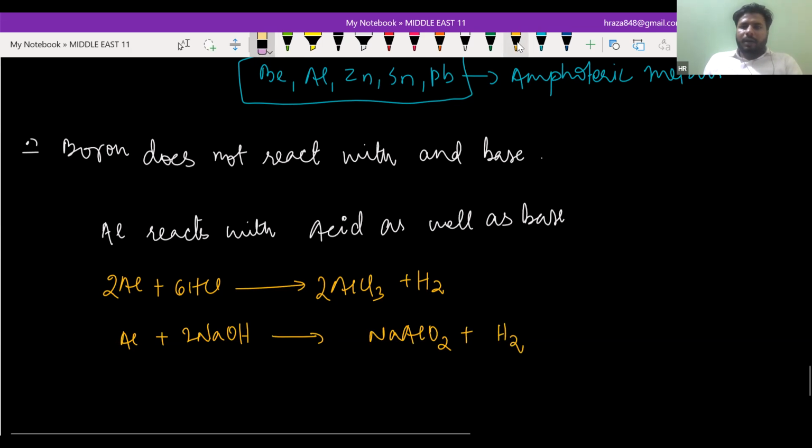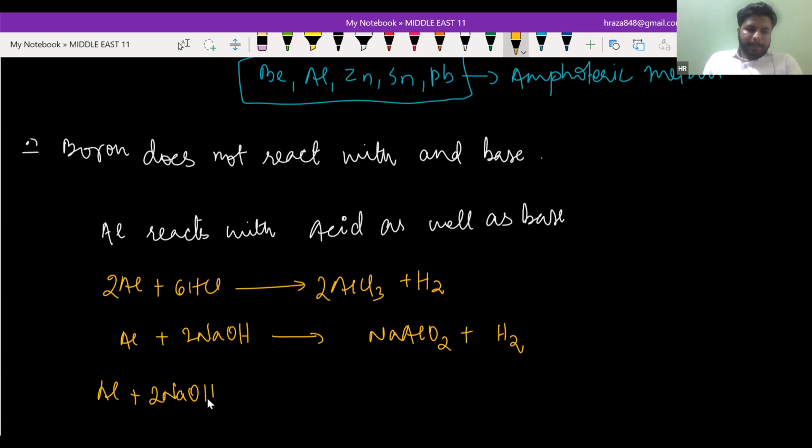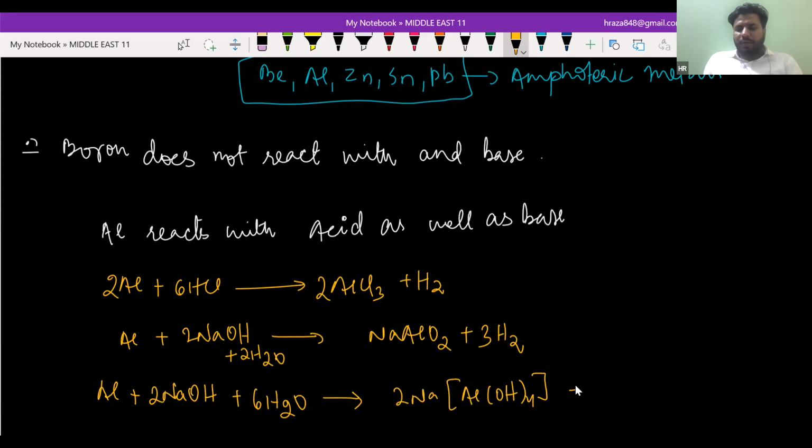Okay, and if you are going to add aluminum in the presence of 6H2O, just see, you are going to add here 2H2O also, so it will give 3H2. And if you take water in excess, it will give a coordination compound, a complex compound, that is 2Na[Al(OH)4] plus 3H2. This is also a salt.